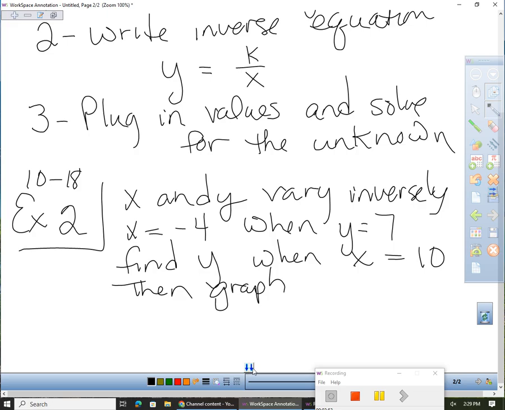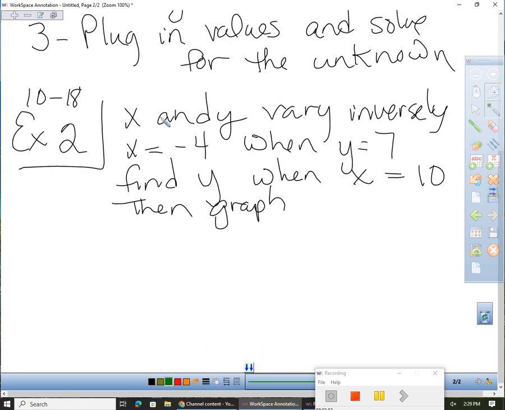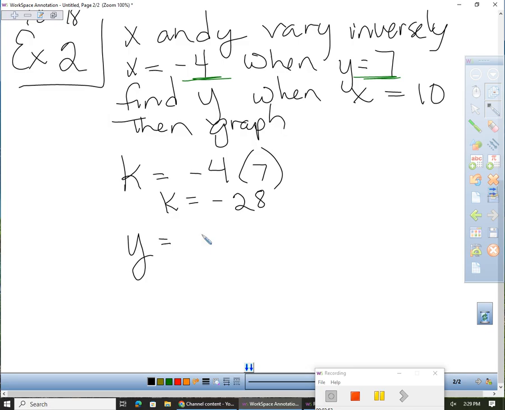All right, so we're going to use the first line right here to find our k. So k equals -4 times 7. So k equals -28. Now we write our equation. Y equals -28 over x. Step 3, we plug in 10 and solve for our unknown. So y equals -28 over 10, which is -2.8.